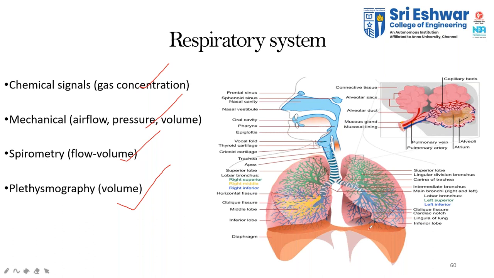Inside your lung, we have lobes: superior lobes, lower bronchus, right superior, middle superior, right inferior, everything. This is your bronchi and here we have alveoli. This tree-like structure is called alveoli. From this magnified diagram you can see the pulmonary vein and pulmonary arteries. Veins and arteries carry the blood to and from different parts of the organs. Here we have alveoli sacs, which are used to store your oxygen. This is the alveoli duct and this is connecting tissue.